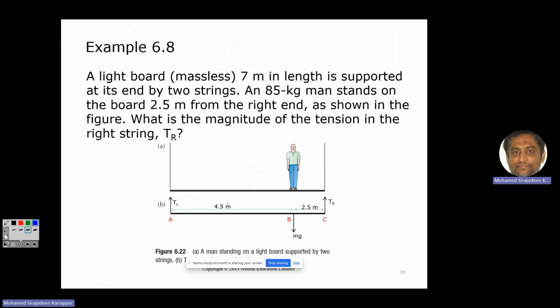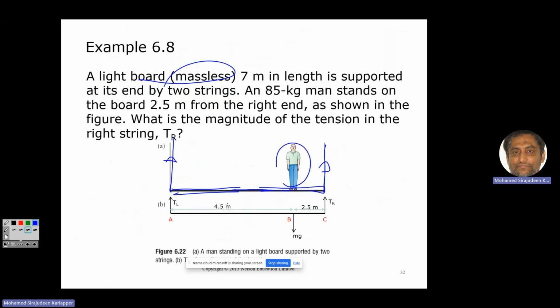Okay, this question. Easy question. Somebody is standing on a light board, which means it has no mass. So the plank itself has no mass, so you don't put the weight there, because it has no mass. And the plank is supported by 2 ropes, one here and one here, and is kept horizontal, like in the picture.